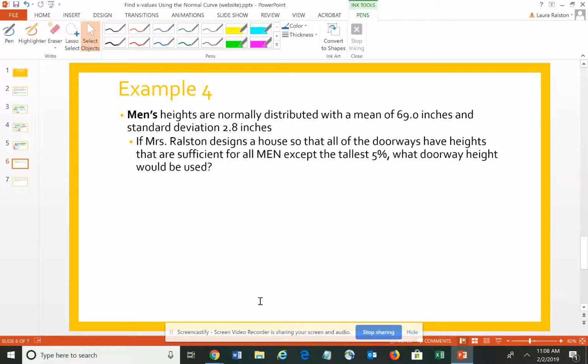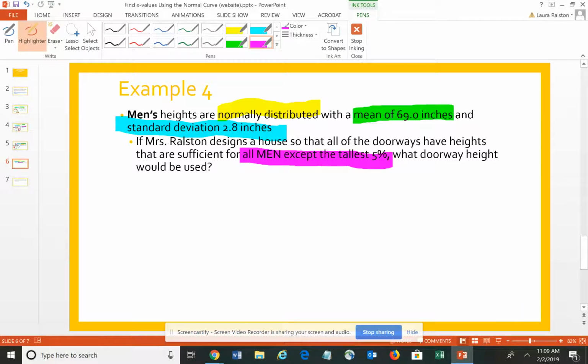Okay, so again, notice that they tell us that it is normally distributed. We have a mean of 69 inches and a standard deviation of 2.8 inches. And we want to make doorway heights that will fit all men except the tallest 5%. So here's what we know. Our variable, men's heights, is approximately normal with a mean of 69 inches and a standard deviation of 2.8 inches. We want to figure out the height that fits all men except the tallest 5%.